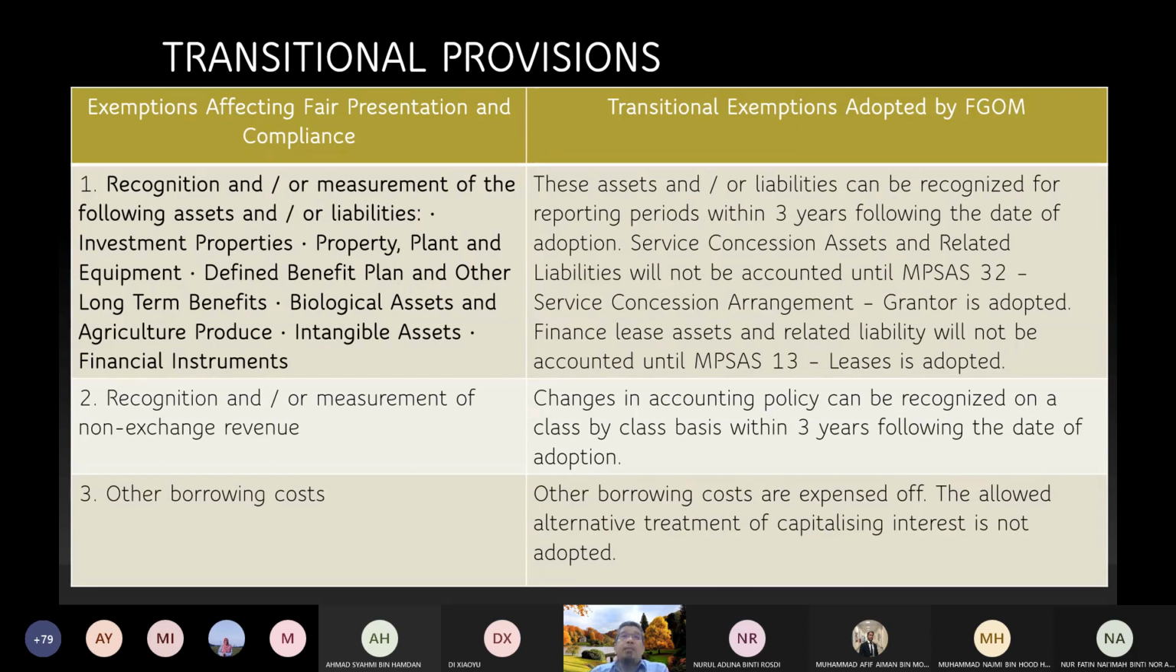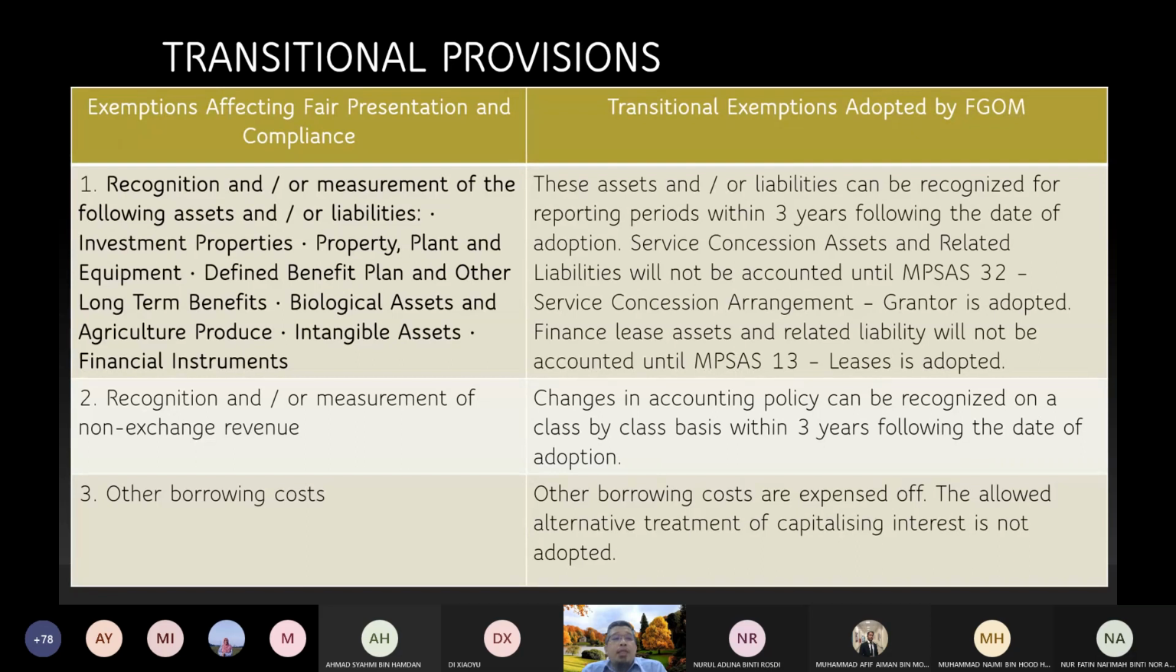And also time is needed to develop the opening balance, for instance, like PPE. These assets and liabilities can be recognized for reporting periods within 3 years following the date of adoption. So you can see that ample time is given for the government agencies to comply. Service concession assets and related liabilities will not be accounted for until MPSAS 32 is adopted. So this is an example.